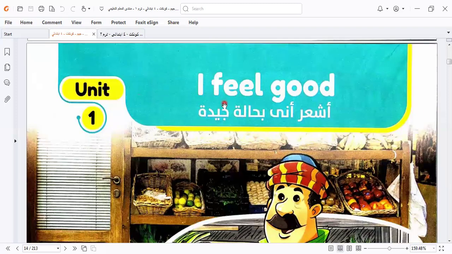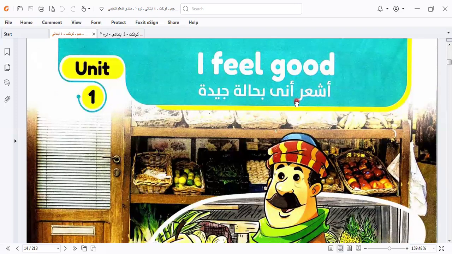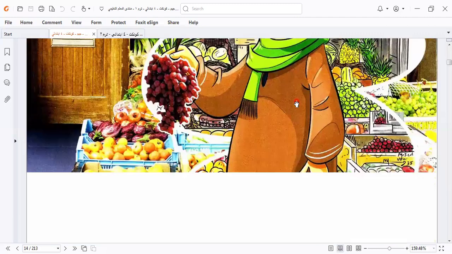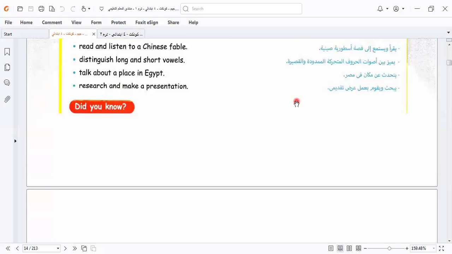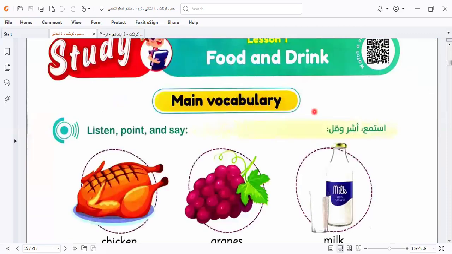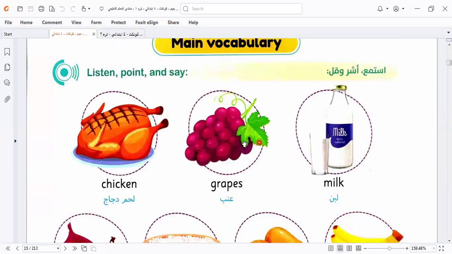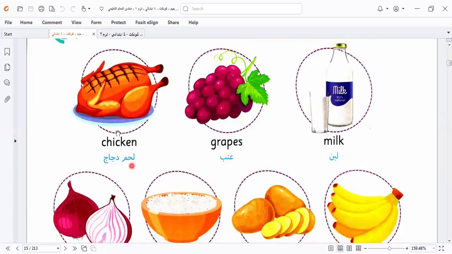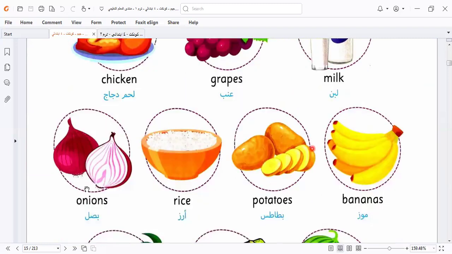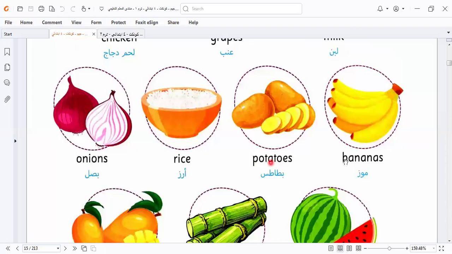Here in this unit, I Feel Good. What can you guess about this unit? Let's learn what it is talking about. Here we have some vocab I would like you to keep and repeat with me. Here we have chicken. In this unit we talk about food: chicken, grapes, milk, onions, rice, potatoes, and bananas.